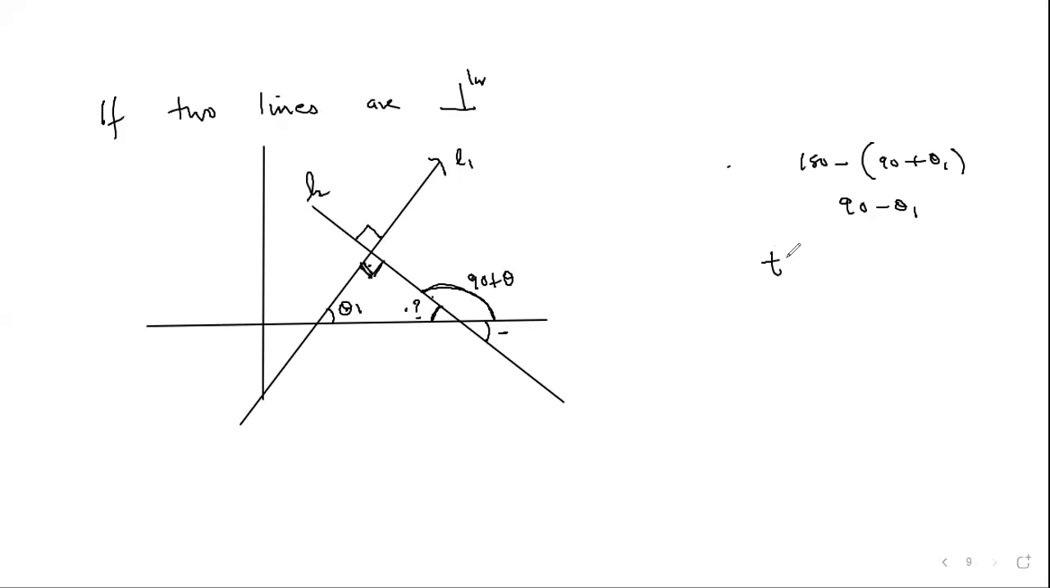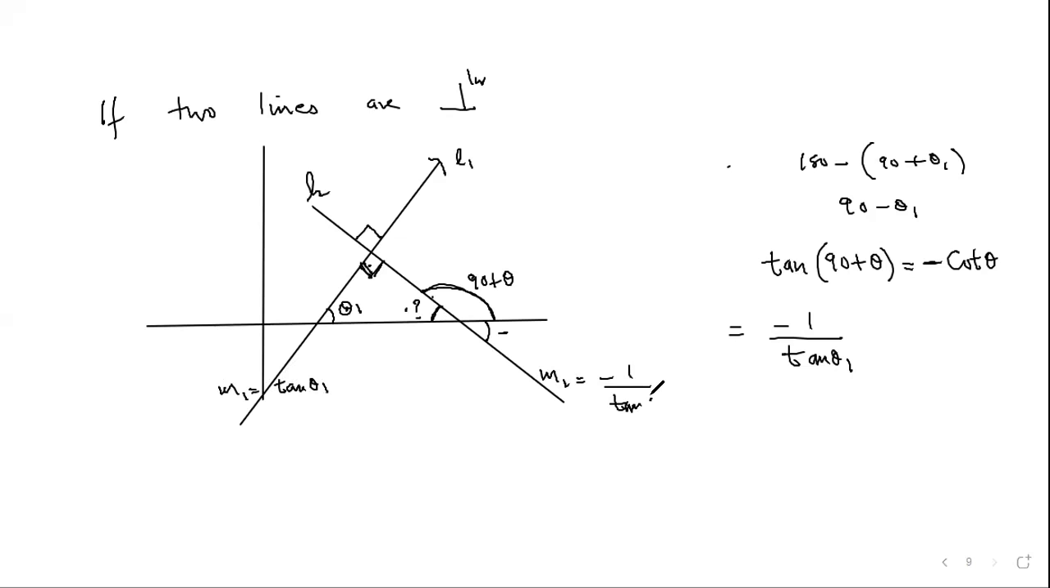Then you also know that tan of 90 plus theta lies in the second quadrant, and it will be minus tan theta. Okay, if you don't know this formula, don't worry. In the next class, I'm going to take trigonometry right after this topic, so I'll teach you this later. Anyhow, you remember it like this: it will be minus 1 upon tan theta. If this slope is tan theta 1, this slope is minus 1 upon tan theta 1.